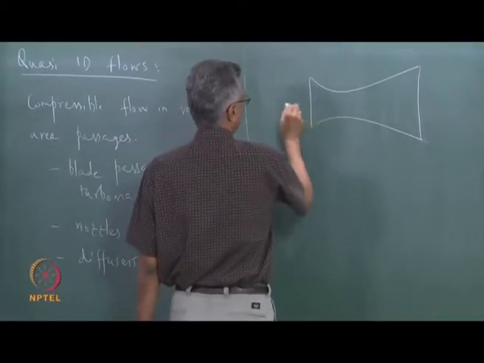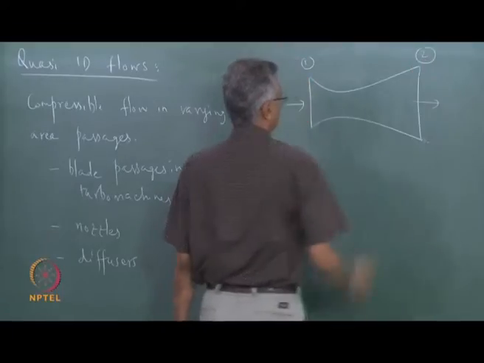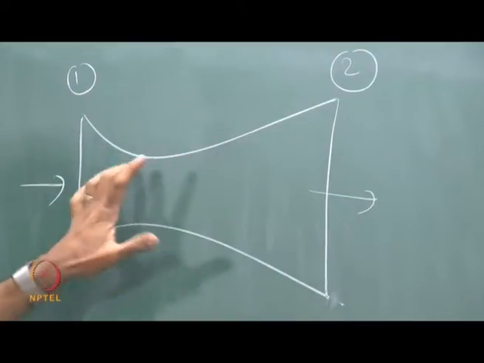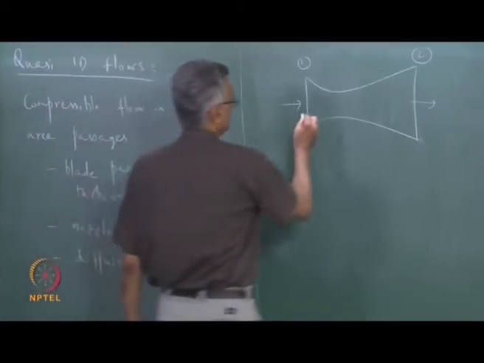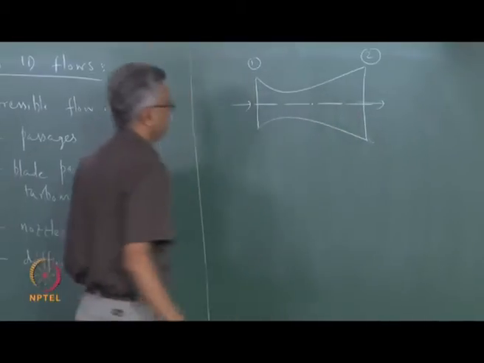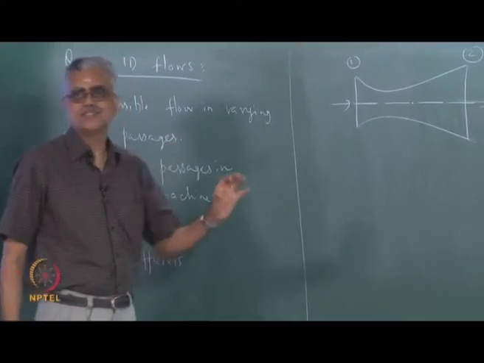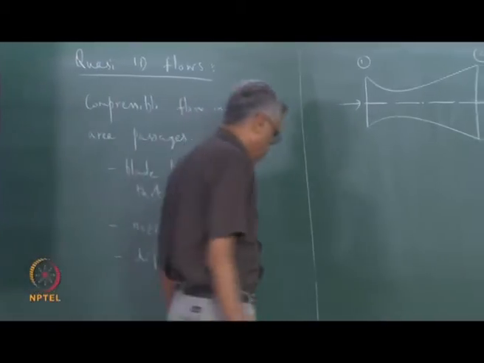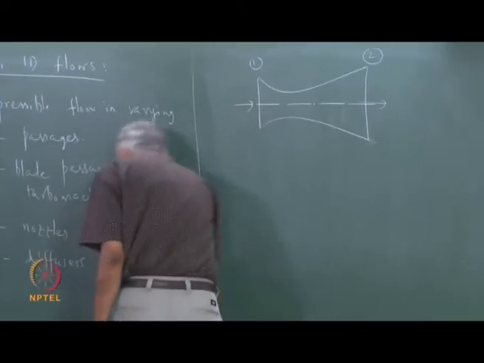So, we are going to look at flow comes in like this, let us say this is state 1 just like before, flow leaves here, let us say this is state 2, and as you can see the passage area varies in some manner along the cross section. And let us say that this is my center line. Now, what effect does this changing area have on the flow? That is the first thing that we will look at. If you sketch a few streamlines in this situation, what do the streamlines look like?